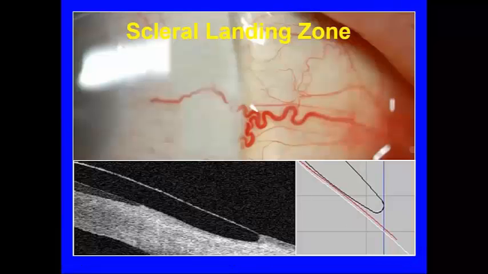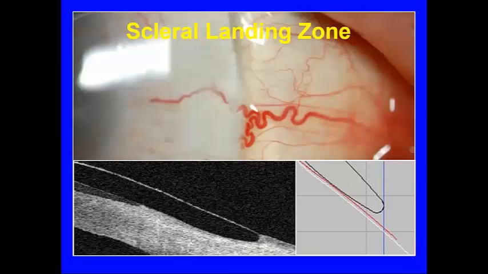It's important to communicate this to the laboratory because this is a very simple adjustment for them to make in the design of the lens. It's very easy for them to create the additional clearance required for that particular patient's eye.